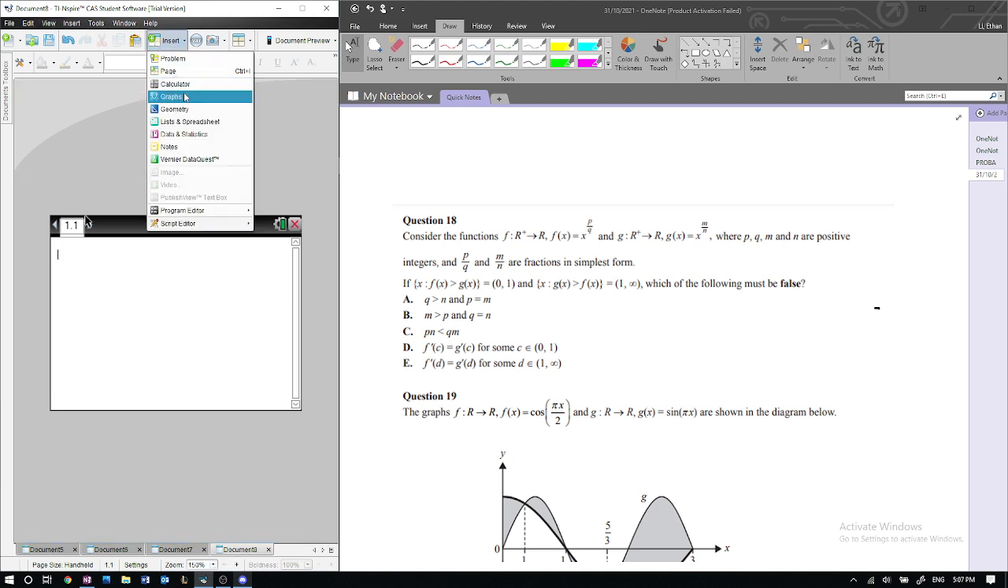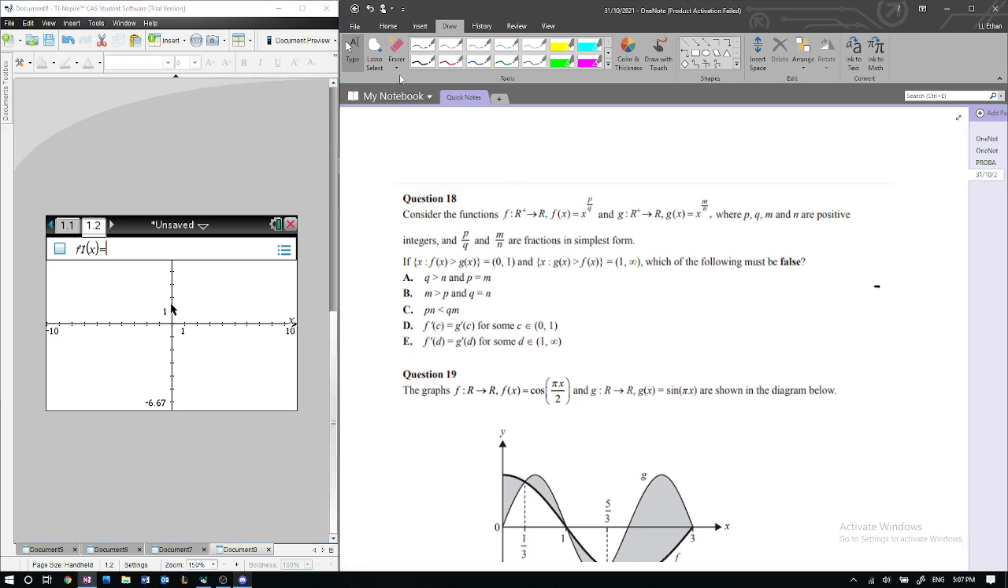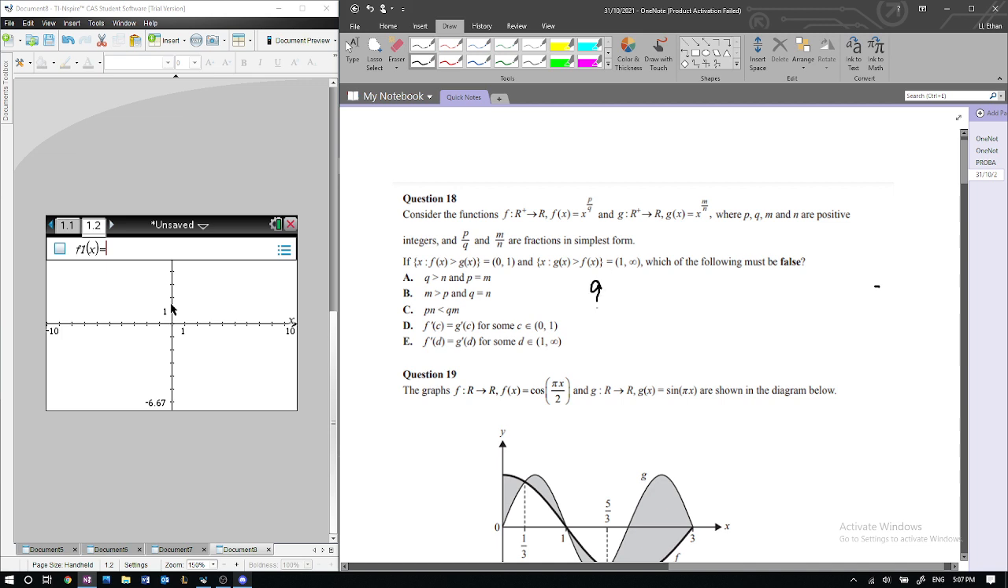Okay, so let's say for option A, q is greater than n and p is equal to m. So let's just let q equal 3 and n equal 2, because q is greater than n. And then your functions would be x to the p and x to the m. We'll let p and m both equal 1. So your function f is x to the 1 over 3, and your function g is x to the 1 over 2. And then you're trying to find if this is true for where f of x is greater than g of x over this interval, and where the opposite is true for this interval.